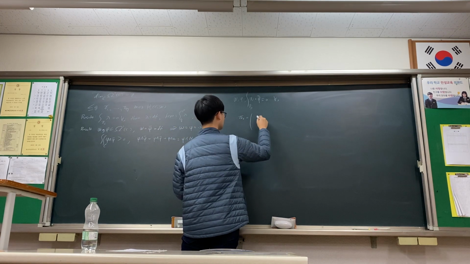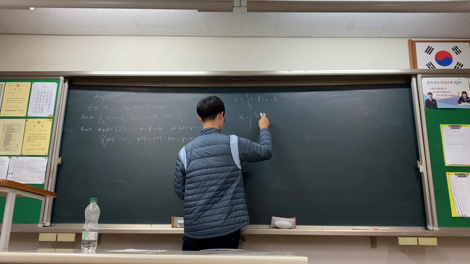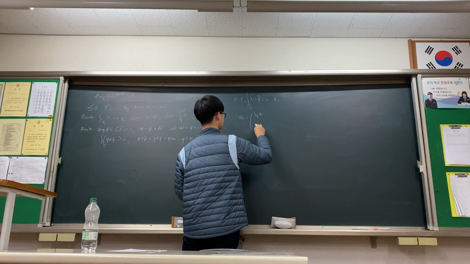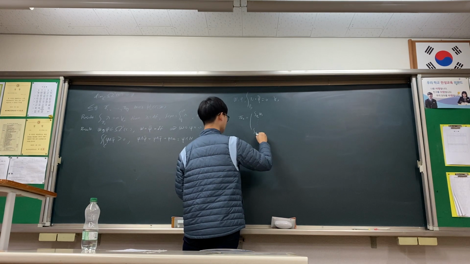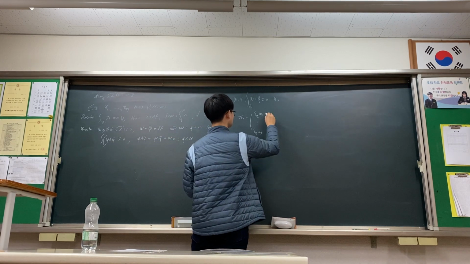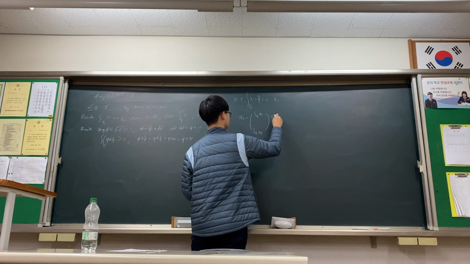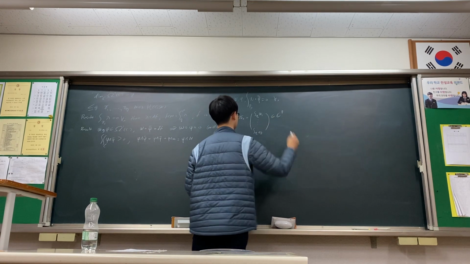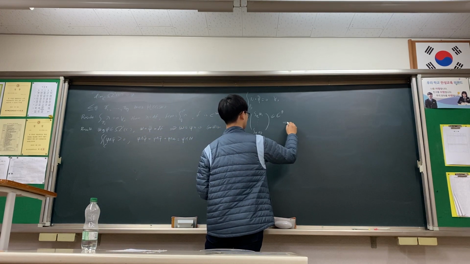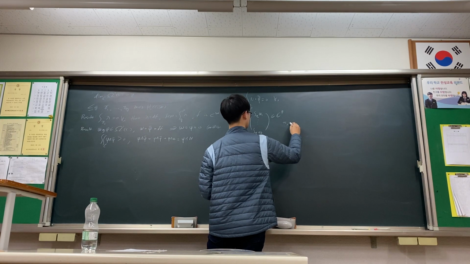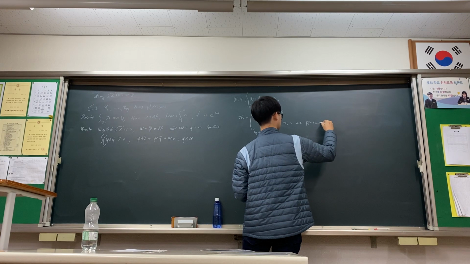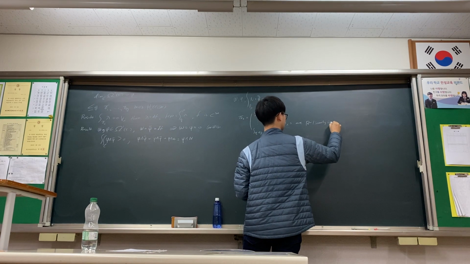Pi i is the vector of the integrals over the homology class gamma i of omega 1 up to omega g. So this is a vector in C^g. And the result is that the pi i's are linearly independent.